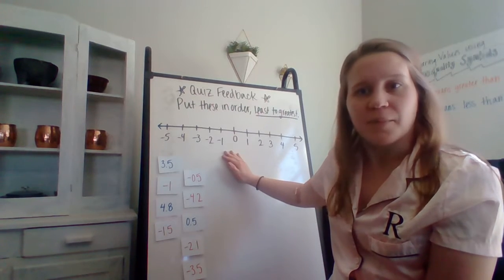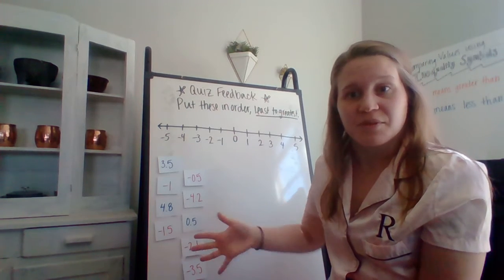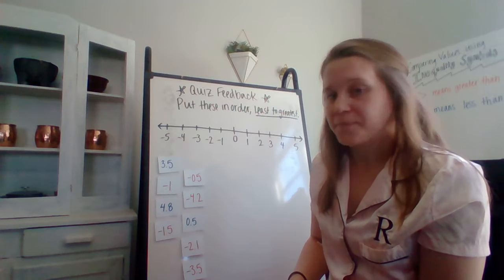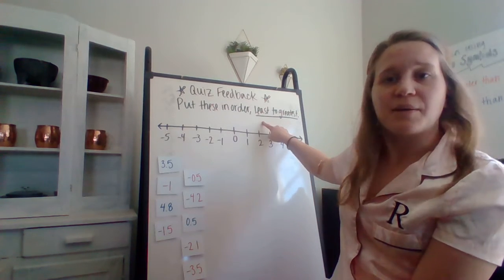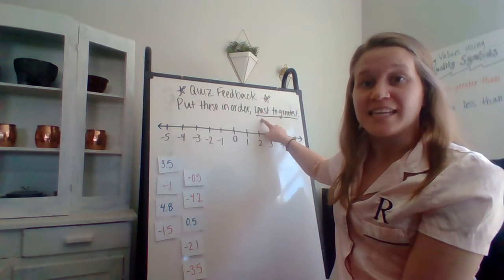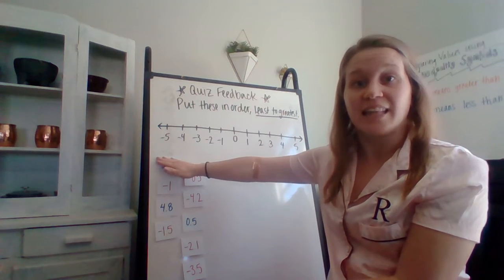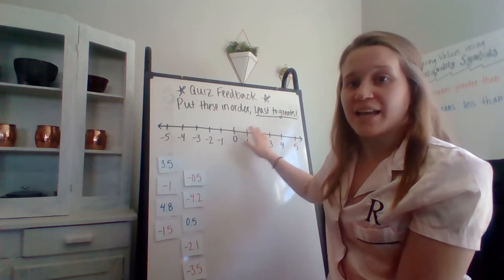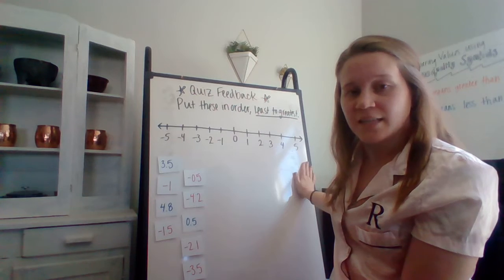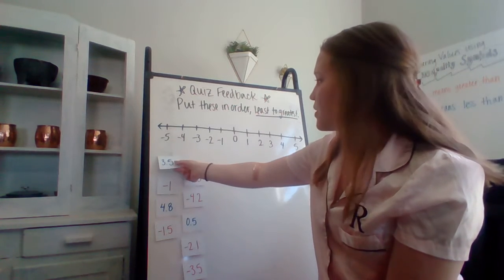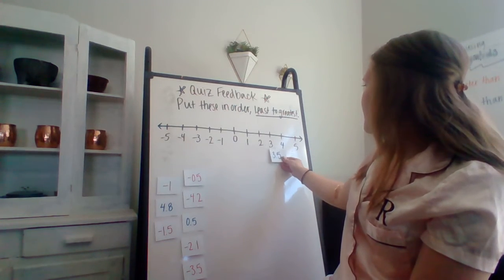But it also gave you a number line. Of course, you didn't have this. You would have had to put something like this on your paper. When we order from least to greatest, least is farthest to the left on the number line, and greatest is farthest to the right. So we're really good at ordering positive numbers from least to greatest.